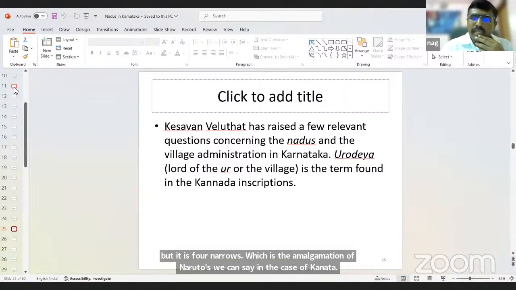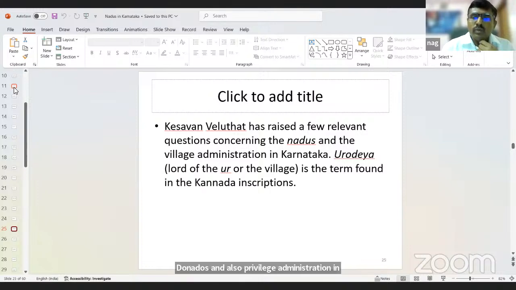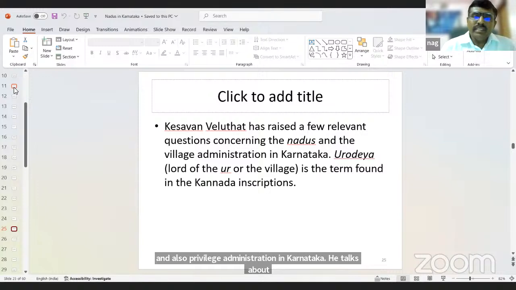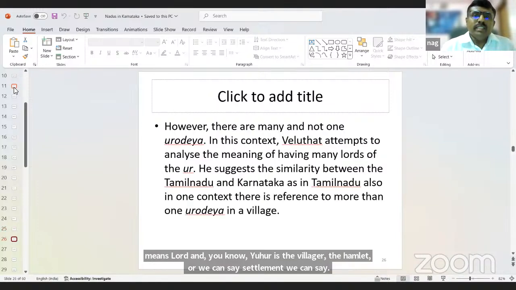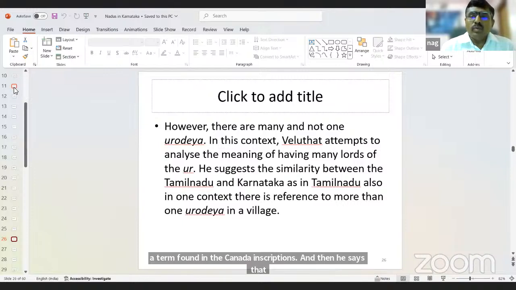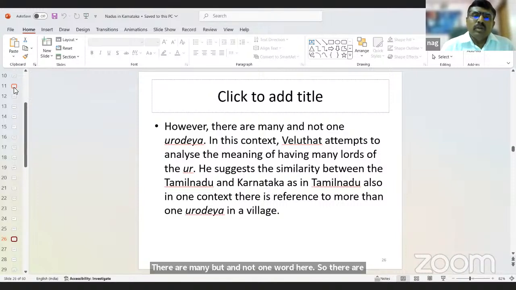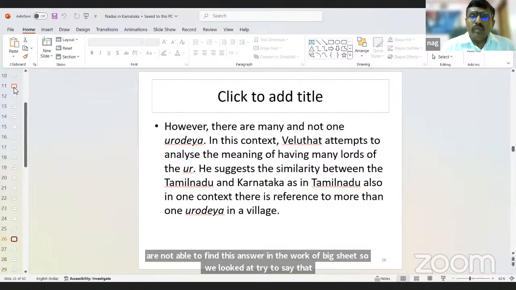Now, an important question is raised by Keshavan Veluthat regarding the Nadus and village administration in Karnataka. He talks about Urodaya. Urodaya means the lord of the Ur. Odaya means lord, and Ur is the village, hamlet, or settlement. It is a term found in Kannada inscriptions. He says there are many, not one, Urodayas. So he asks the question, why are there so many Urodayas? We are not able to find this answered in the work of Dikshit. So Veluthat tried to say, what is the meaning of having many lords of the Ur?